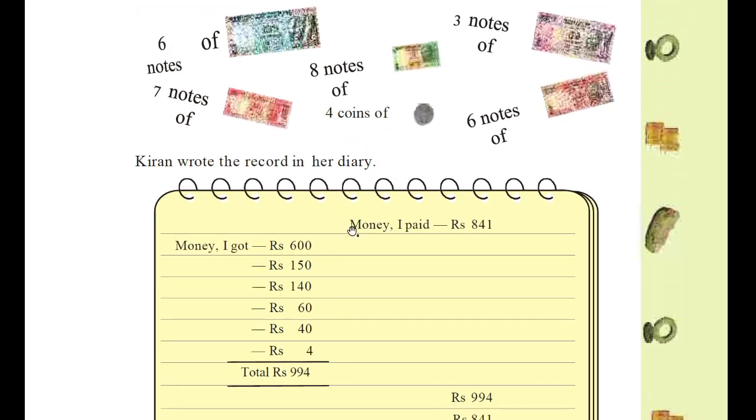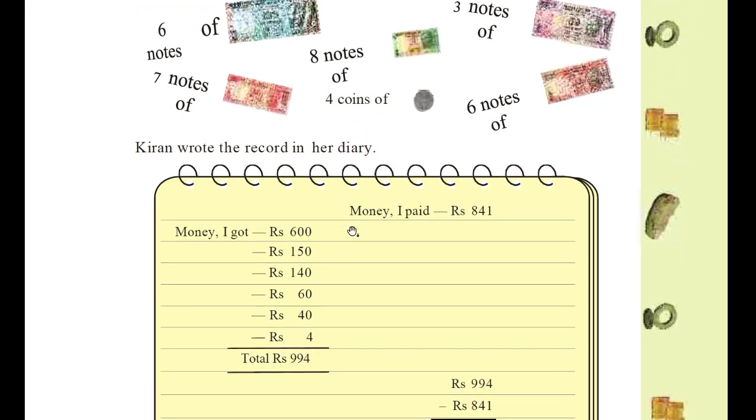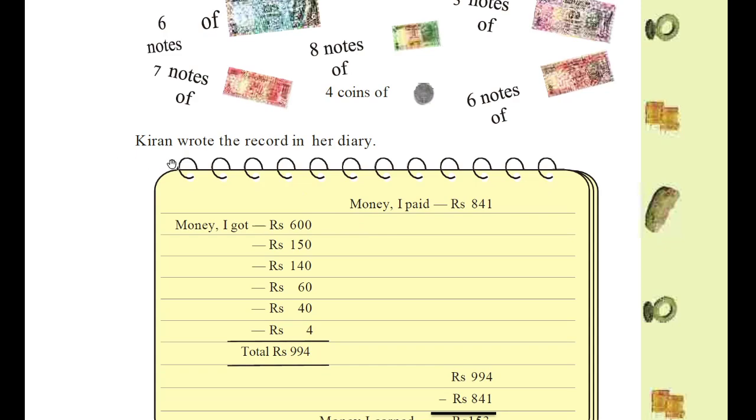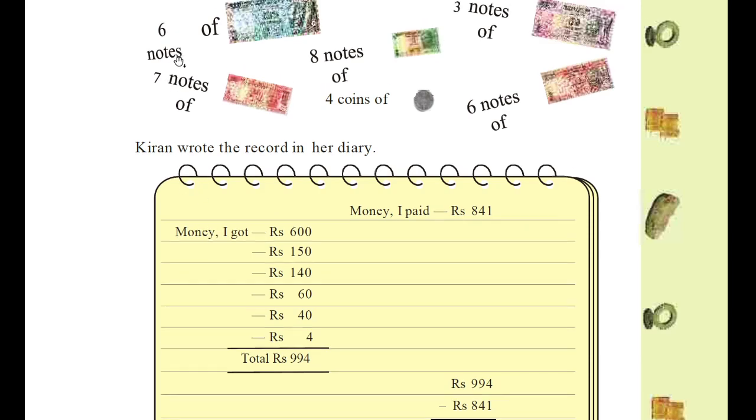Now here you can see notes and coins, and Kiran wrote the record in her diary. This is Kiran's diary and she has written all the record in her diary. Okay. So here you can see 6 notes of rupees 100. So 6 notes of rupees 100 means 6 times rupees 100, and it will be equal to rupees 600.